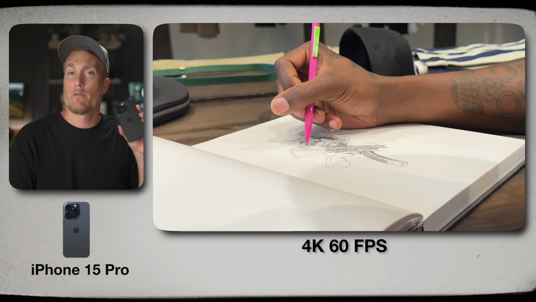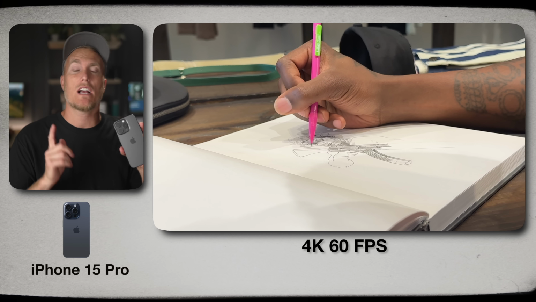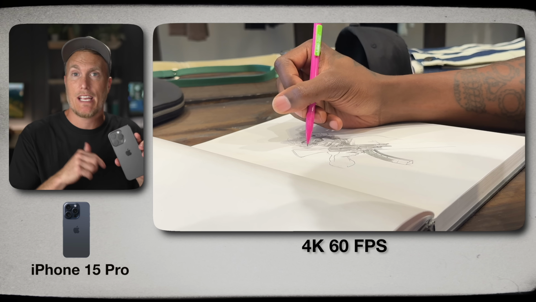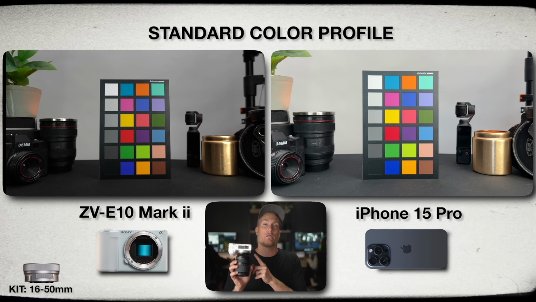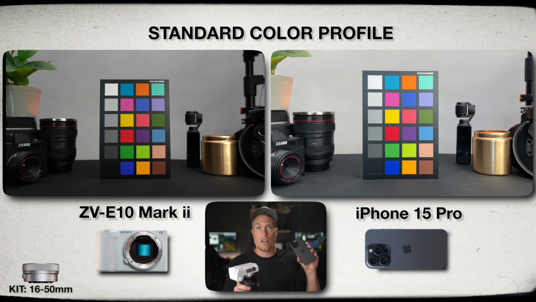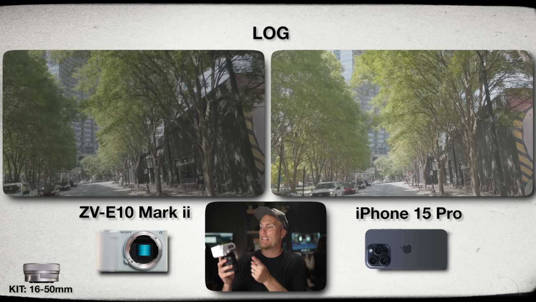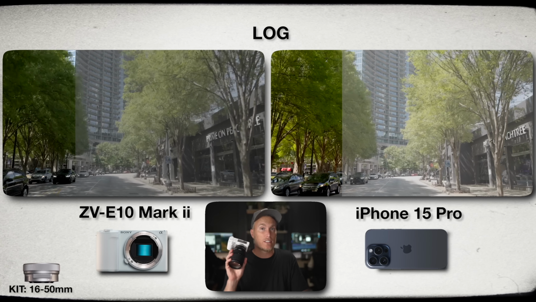The iPhone can shoot in 422 10-bit and ProRes up to 30 frames per second internally and 4K 60 externally. And the ZV-E10 Mark II can shoot 422 10-bit, 4K 60 in S-Log3. When we compare the S-Log footage from the ZV-E10 Mark II to the ProRes log footage that you get out of the 15 Pro, there is more room to grade the colors with the ZV-E10 Mark II due to the detail that you get out of the Mark II's sensor size.